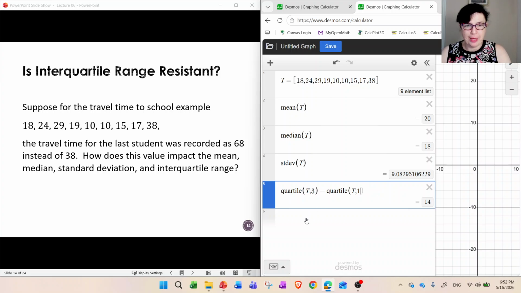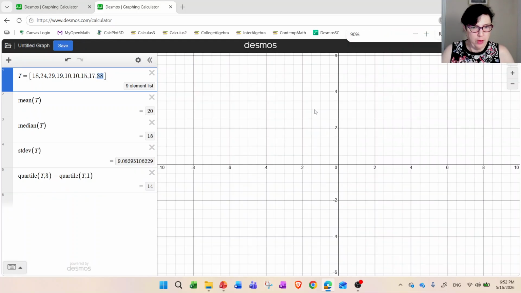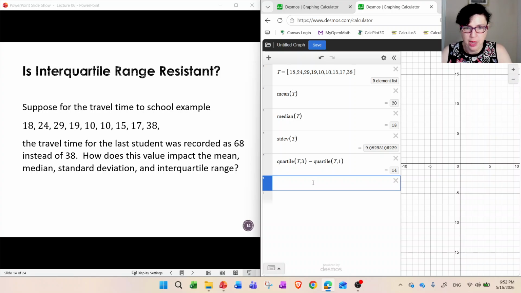Now, imagine that I messed with the data, and actually the last student's score wasn't 38. It's not the score, it's the travel time. So it wasn't 38, it was 68. So you definitely introduce an extreme observation in the data. What will happen to all these four measures? Well, let's take a look at that. Now let me go a little bit smaller here, so we can fit everything on the same screen. So let's define another data set.